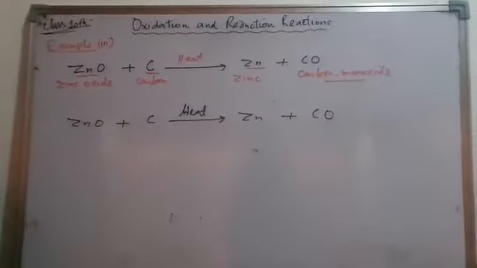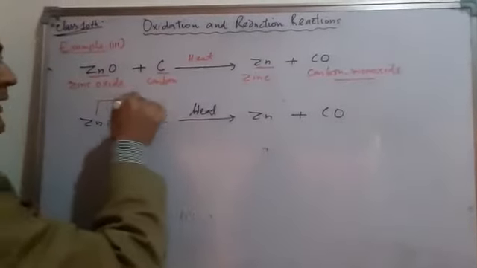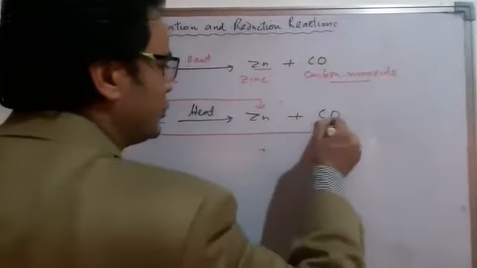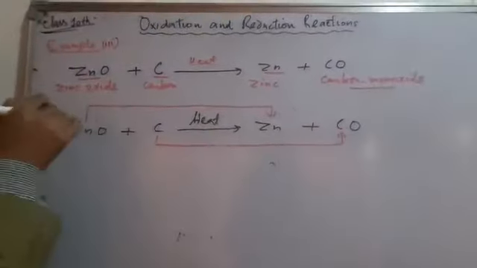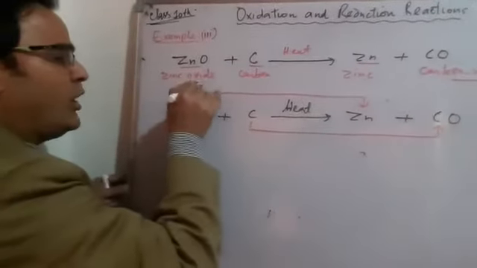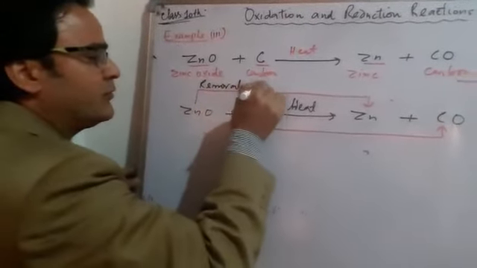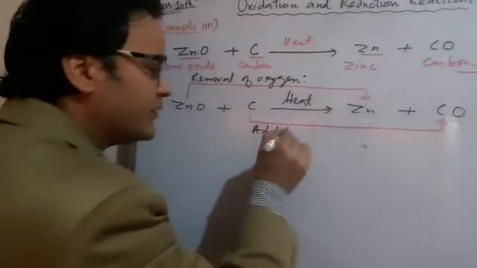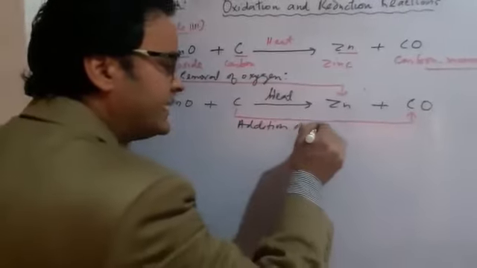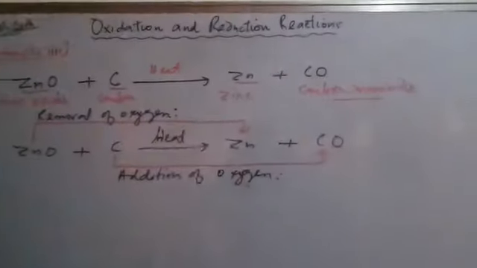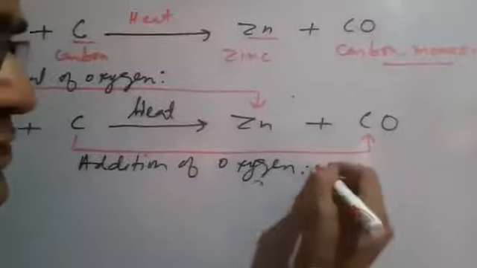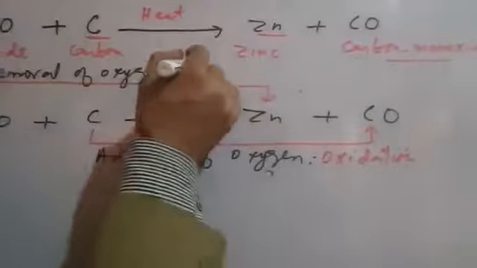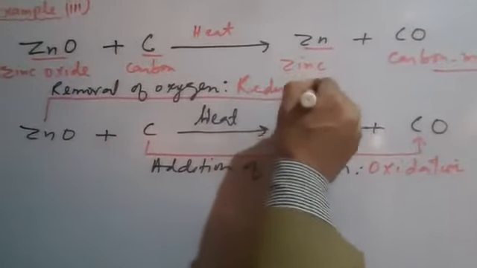So here you see in this reaction, zinc oxide is changing into zinc, and carbon is changing into carbon monoxide. So what happens here in this reaction is removal of oxygen, and here it is addition of oxygen. And by definition, addition of oxygen is called oxidation and removal of oxygen is called reduction, and you know it by definition.